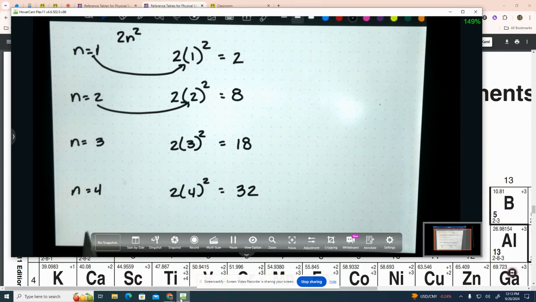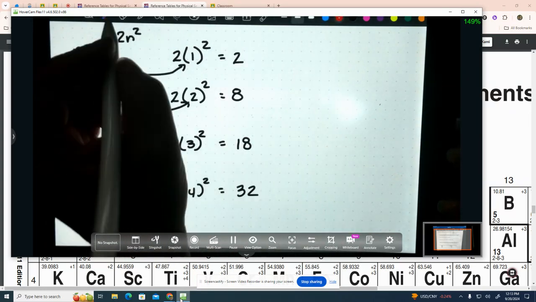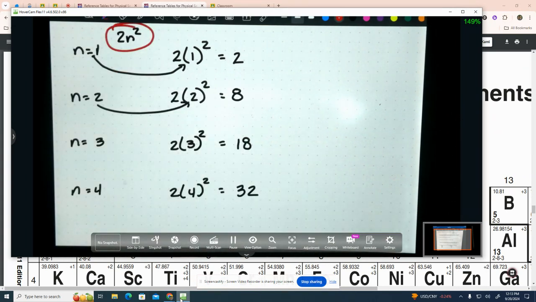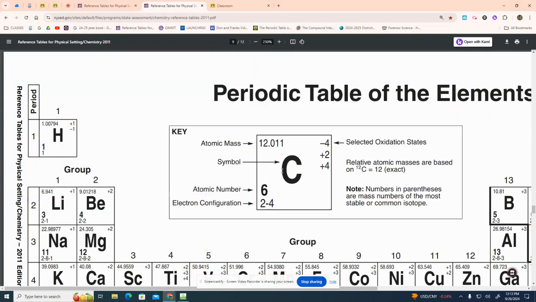Every once in a while, not very often, they'll ask you what the formula is to figure out how many electrons go in each energy level. Now, I went off on a little tangent here because let's go back to carbon. These numbers right here tell you how many electrons are in each energy level. Very convenient for us.